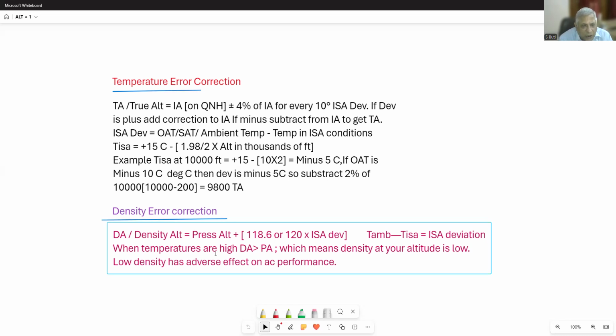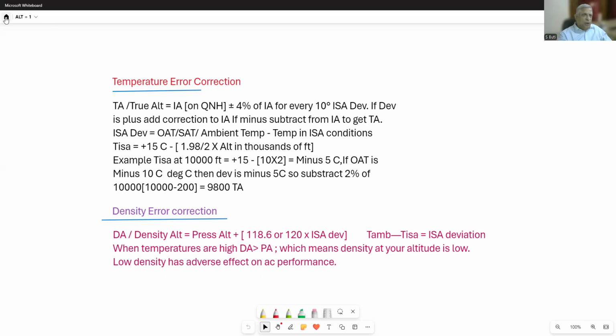And when your density altitude is higher than pressure altitude, it means the density at your altitude is low. And this low density should have occurred at this density altitude, which you have corrected. So high density altitude, which means low density at your altitude, has an adverse effect on aircraft performance. Your rate of climb will be less, fuel consumption will be more, the time you can fly and the distance you can fly within a given fuel will be less, takeoff and landing distance will be more. That is called adverse effect on aircraft performance.